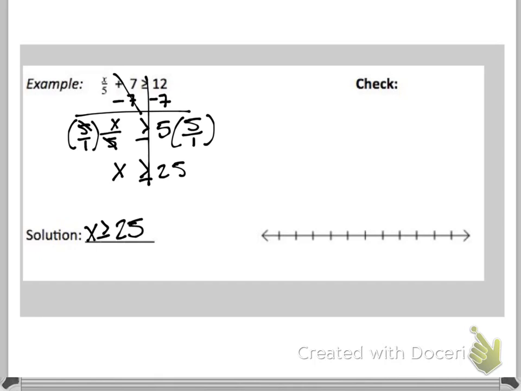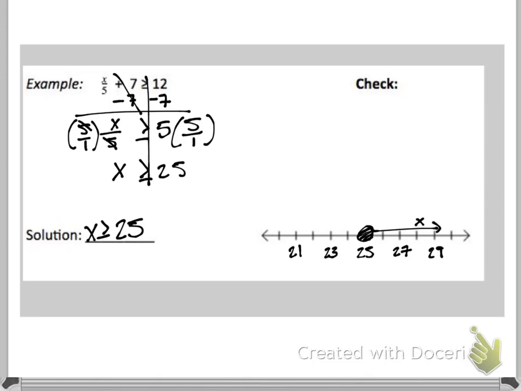Graph it. 25 is our boundary point. I'm going to put in some other points. It is greater than or equal to, so we're going to have a closed circle because it could be equal to 25. X is larger, so we're talking about all values greater than or equal to 25.